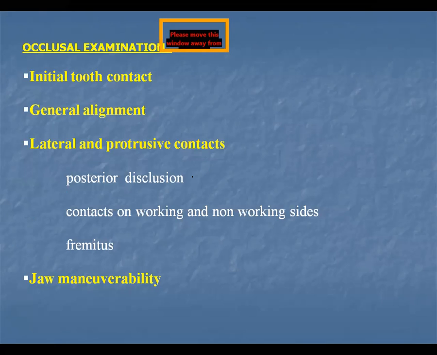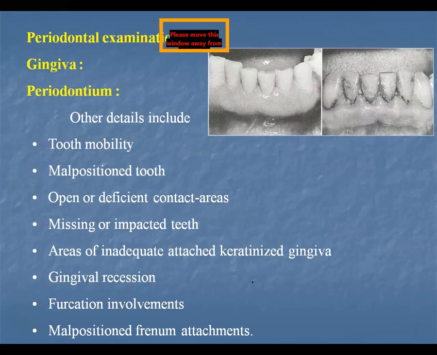You can check for the fremitus. The fremitus test can be done in the anterior teeth. You can check for the jaw malleability. One of the important parts is the periodontal evaluation. We check the periodontal evaluation by the following steps.